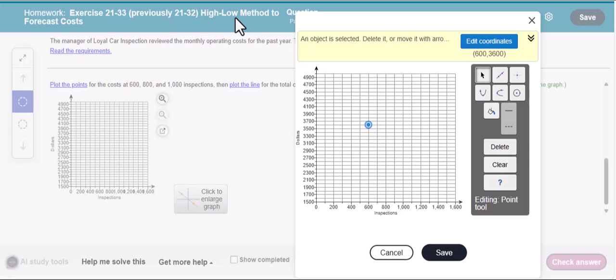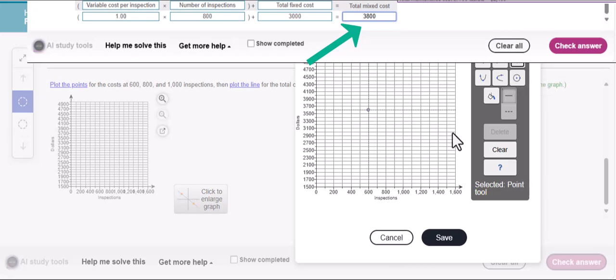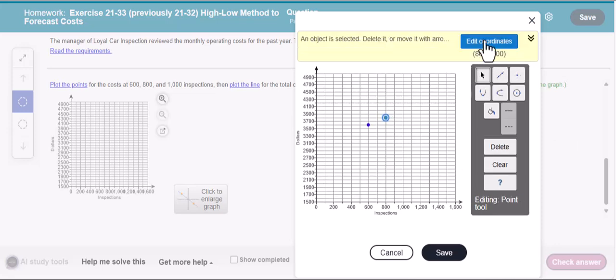And then next step, we're going to plot the point for 800 inspections. So again, we did calculate that here previously we had the fixed cost of $3,000 and the variable cost of $800, again $1 per inspection. So that's going to give us $3,800 that we're looking for on the y-axis when we get to the 800 inspections here. So we'll go ahead and hit the plot point and go 800, and then we're looking for 3,800, and we'll click right there. So that looks good. We have 800 inspections at 3,800 total mixed cost.